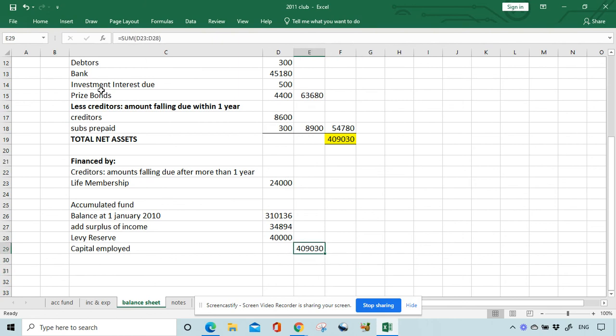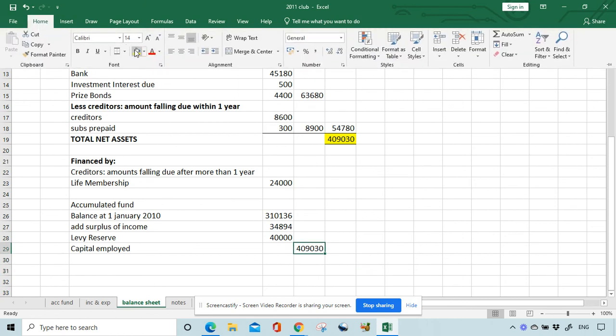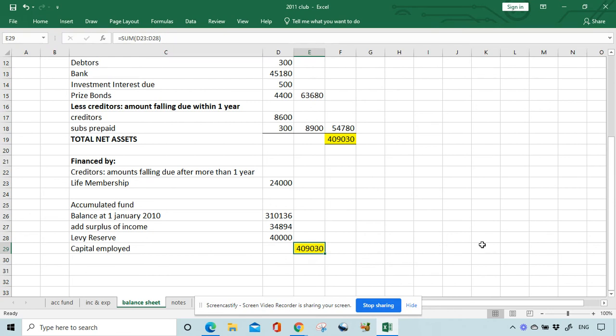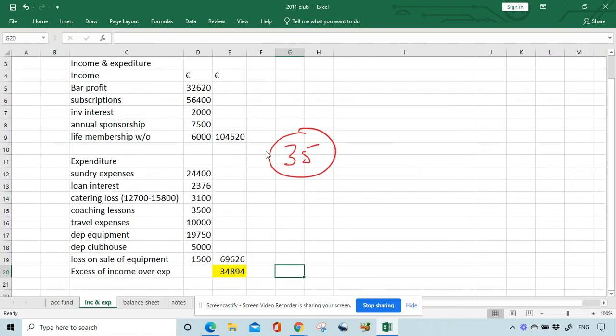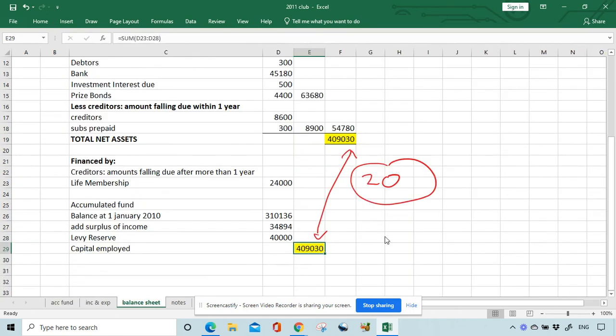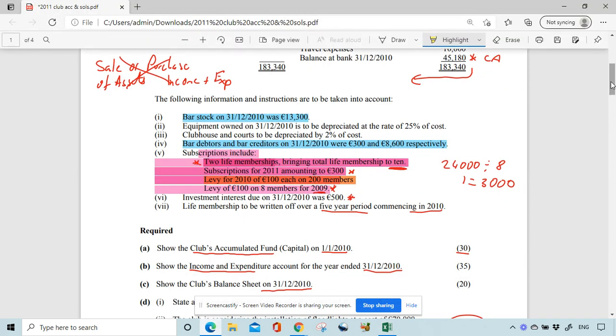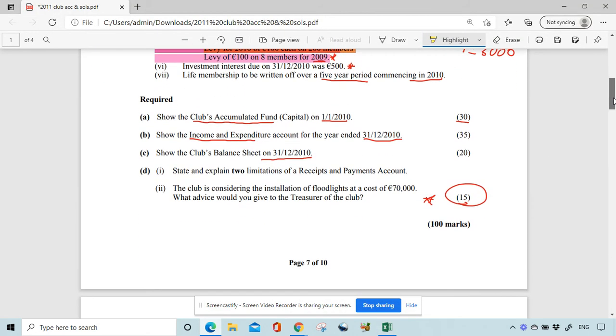When we add all this together, you get 409,030, which balances with the above figure. So 99 times out of 100, if this balances, it's going to be correct. That's worth 20 marks. So we have 30, 65, 85 so far for doing the accounts. There's 15 marks left for theory. Do not forget about that. That's a huge amount of marks.